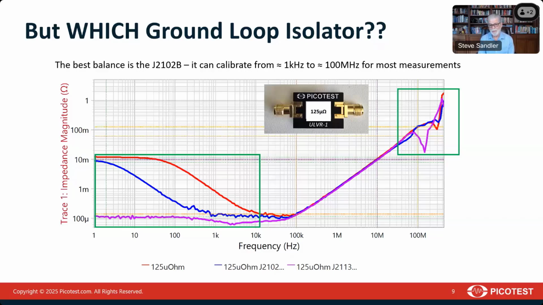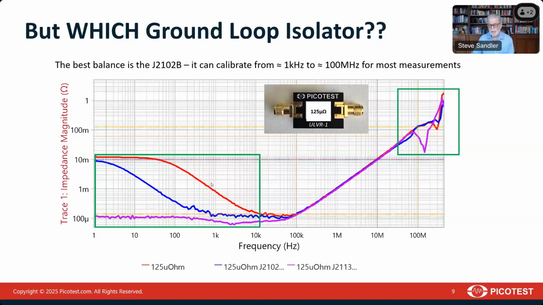It's pretty good to just above 100 megahertz, again, without calibration. If we look at other isolators, we can look at the J2102B in the blue trace, and you can see that that's pretty decent. It gets a decent 125 micro-ohm measurement by the time we hit 1 kilohertz. So it's not great below a kilohertz, but it's pretty good above that. You can also see once we get above 100 kilohertz that they all converge on the same inductance. So they all agree at that point. And you can see that in the blue trace, the transformer provides fewer wiggles above 100 megahertz than the purple trace does. So it's a pretty good measurement, even well above 100 megahertz.